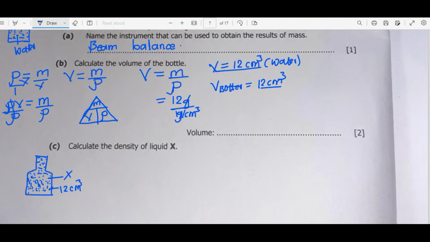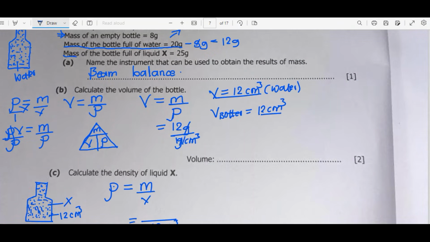So if the volume is the same, this means that liquid X occupied the same volume that was occupied by water. So what we are saying is we have the volume of liquid X. Since from the triangle we can see that if we want density, we need to find mass over volume. So we have the volume, 12 cubic centimeters. What of the mass? Let's go back to this point. The mass of the bottle full of liquid X is 25 grams.